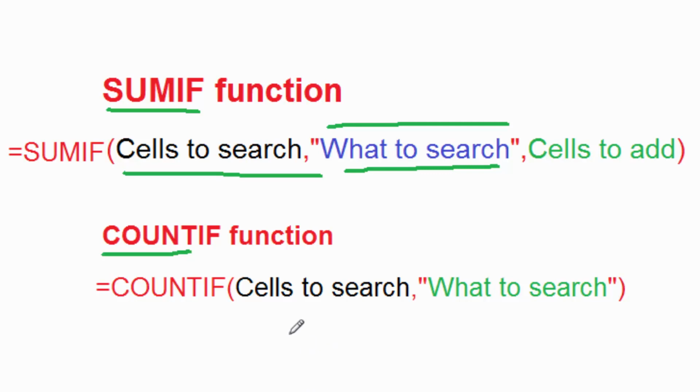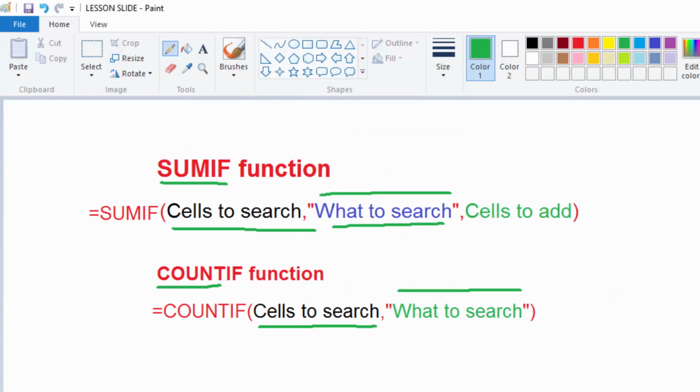So this COUNTIF has two parts, not like SUMIF. This one has only two parts. The first part is the range of cells from where to search. Then the second part is what you are searching from those range of cells. It means it will search all the range while counting what you want. We can do it in Excel as follows.